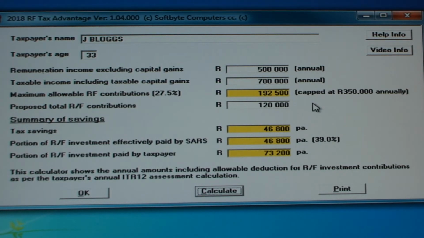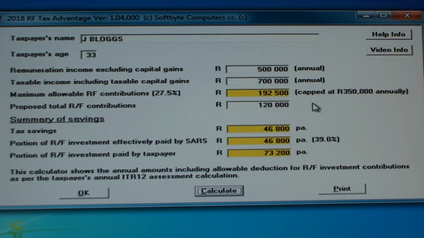so 27.5% of the taxable income, including capital gains, is 192,500 Rand. Although our allowable deduction for retirement fund contributions is 192,500 Rand, we propose contributing only a total of 120,000 Rand. So let's see what our annual tax saving will be.